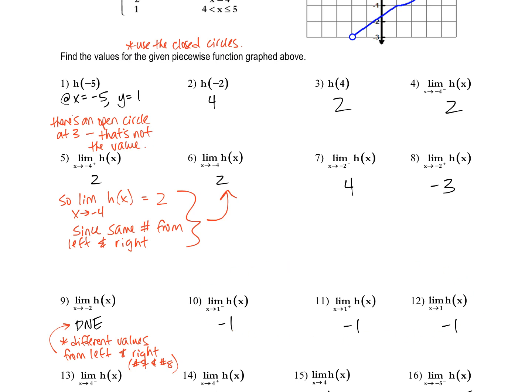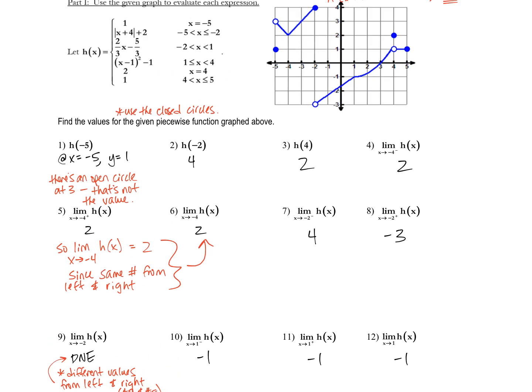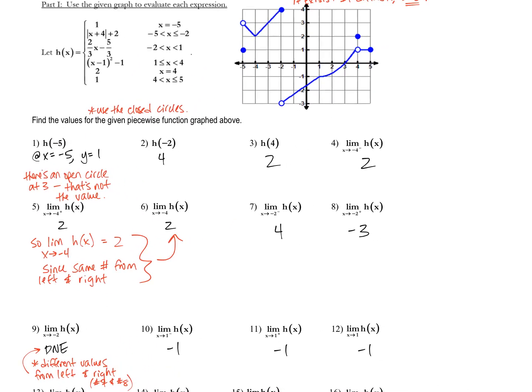Let's look at these two really quick. So I'm looking at an x value of 1 from the left and from the right. I'm going to try and zoom out a little bit. So here's 1. So as I approach from the left, it looks like the y value is getting closer and closer to -1. As I approach from the right, I'm also getting closer and closer to -1. So since this is -1 from the left and this is -1 from the right, the answer from the left and from the right is -1.